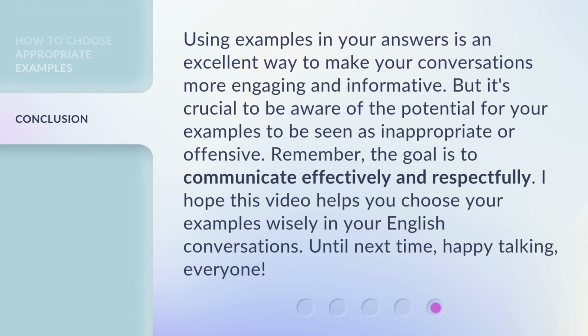Using examples in your answers is an excellent way to make your conversations more engaging and informative. But it's crucial to be aware of the potential for your examples to be seen as inappropriate or offensive. Remember, the goal is to communicate effectively and respectfully.